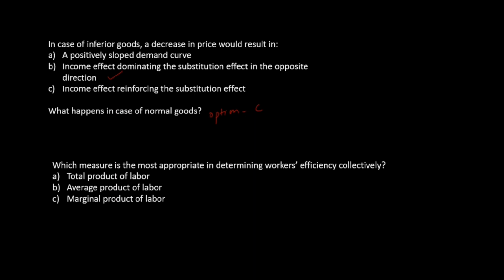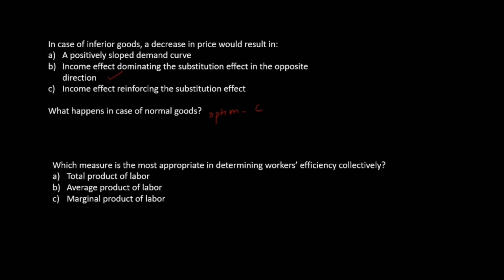The next question, which measure is the most appropriate in determining workers' efficiency collectively? So you have three different measures: total product of labor, average product of labor, and marginal product of labor. Now, how do you calculate total product of labor? It's nothing but the total labor applied times the number of units produced per labor unit. Now, this simply indicates the firm's market share and the output volume. It does not indicate anything about the worker's efficiency. So option A is incorrect.